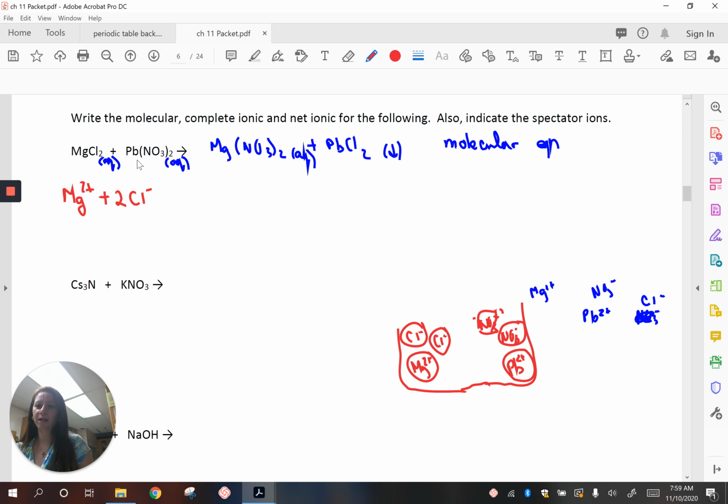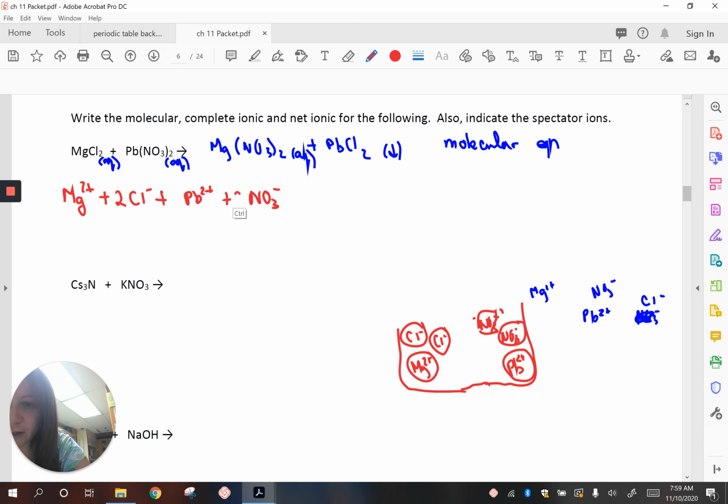Next, I'm going to look at the lead nitrate, my other reactant. And so my lead nitrate is made up of Pb2+ and NO3-. I only have one lead ion and 2 nitrate ions. So my reactants are basically water with these ions kind of swimming around in the solution.